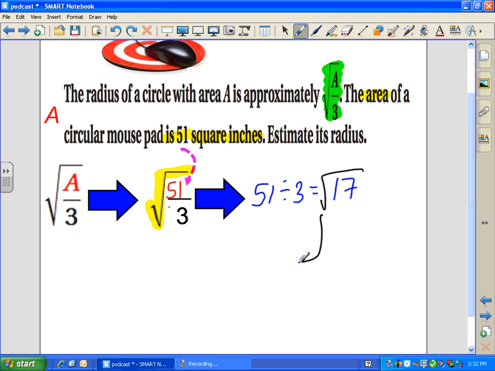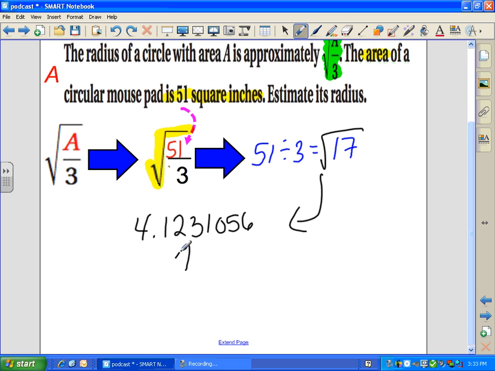When I do the square root of 17, I get 4.1231056. This is, by definition, an irrational number. It doesn't terminate. It doesn't repeat. There's no pattern.